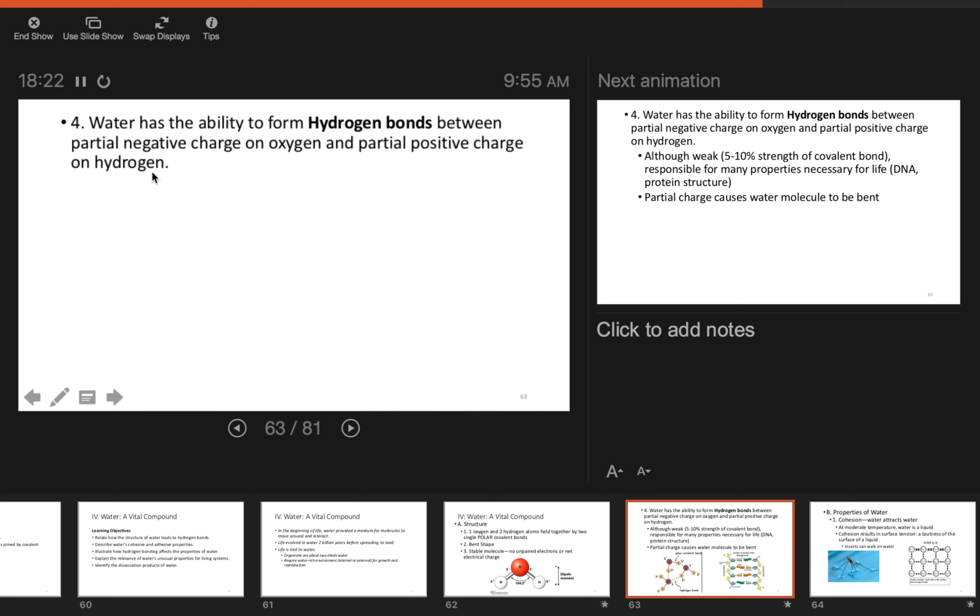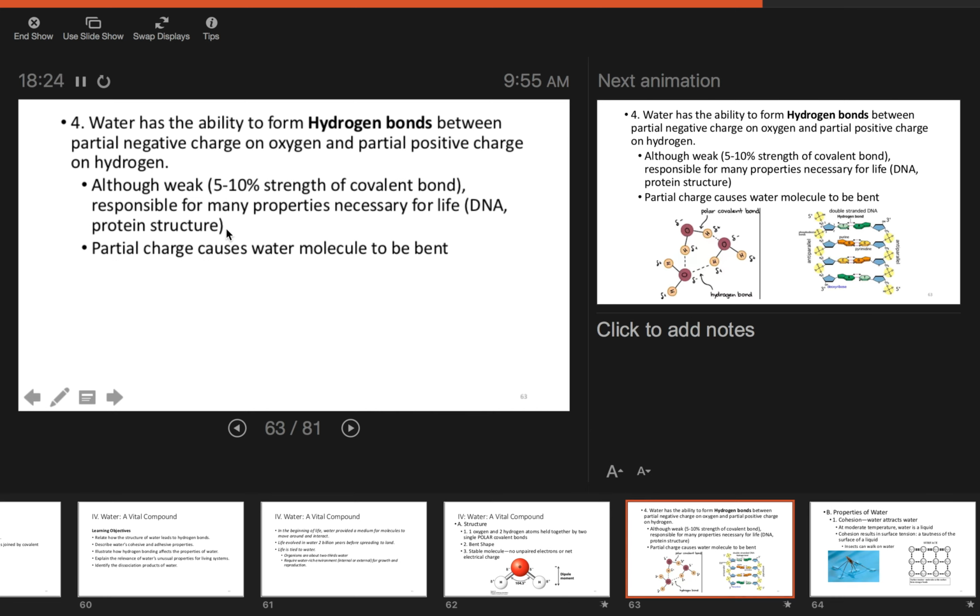nearby water molecule. Now, hydrogen bonds are weak. Okay, it's not a full-on chemical bond where electrons are being transferred. It's just like an attraction. So they're very, very weak. But when you have a lot of water molecules, these hydrogen bonds can actually be pretty strong. And they are responsible for a lot of properties that are necessary for life.